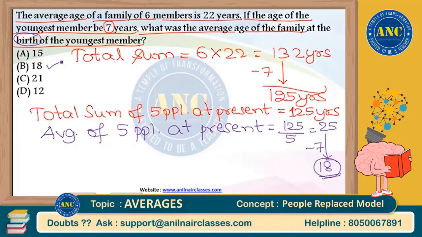Divya, why are we subtracting 7 again? Now, this 7 is nothing but I am excluding only the youngest member. I am excluding only one member. That is this minus 7. This minus 7 is nothing but I am subtracting.